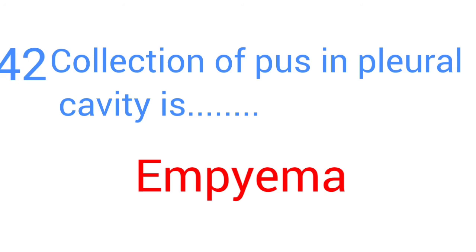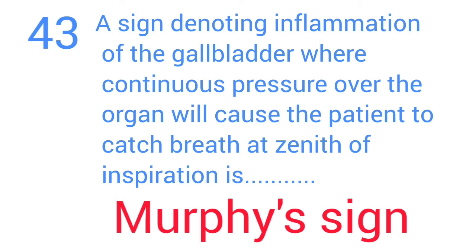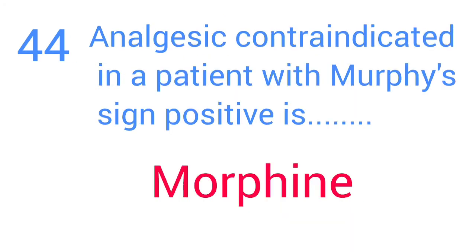Collection of pus in pleural cavity is dash, empyema. A sign denoting inflammation of the gallbladder, where continuous pressure over the organ will cause the patient to catch breath at zenith of inspiration, is dash. Murphy's sign. Analgesic contraindicated in a patient with Murphy sign positive is dash. Morphine.